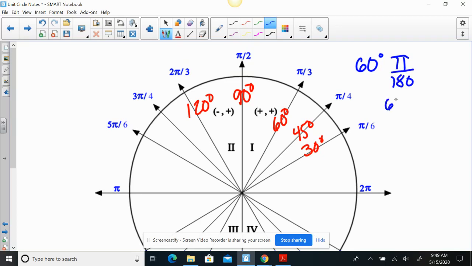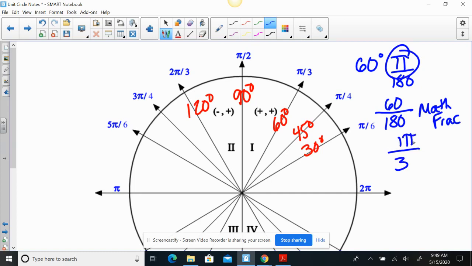So pretty much in your calculator, take your degree, divide it by 180, hit math fraction if you don't want to think about reducing. As honors kids, you guys should realize 60 over 180 is really just 1/3. And then you need to put back that radian, so that pi has to go back. 1 pi over 3 is the same as pi over 3.